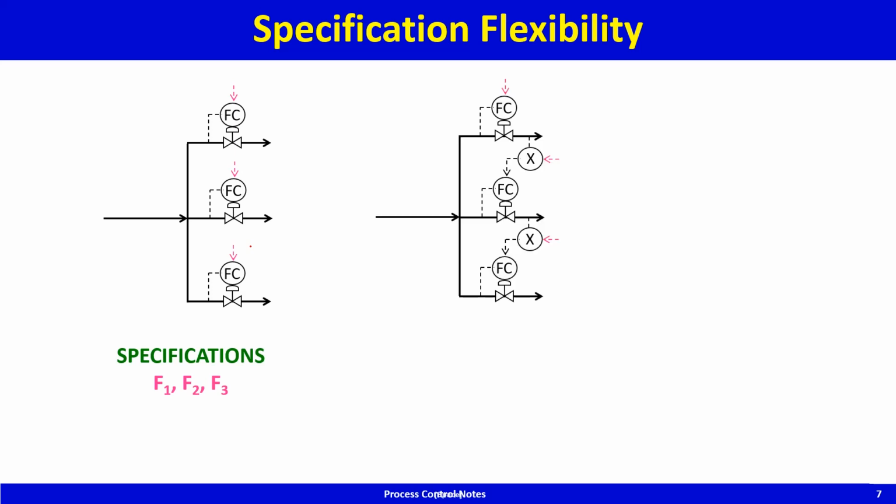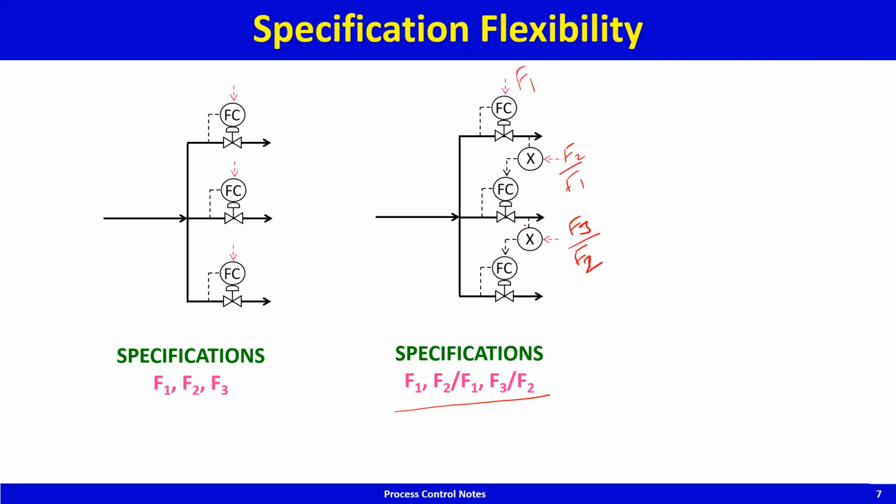But you could have F1 specified, and then you are maintaining F2 in ratio with F1. So what you're specifying here is the ratio F2 by F1, and you also have F3 in ratio with F2. So what you're specifying here is F3 by F1 ratio set point. So in this case, what you have as your specifications are F1 and the two ratios F2 by F1 and F3 by F2, sorry, because the ratio is with respect to 2.